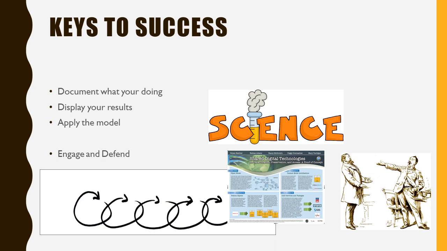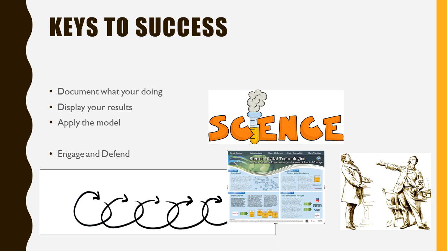So what are some of the keys to success? The first thing you want to do is document what you're doing. You should sketch out some outline for how you plan to proceed with what you're trying to do. You want to display your results, see what it looks like, see if it's doing what you think it's doing, if it's giving you the information that you need, and then apply the model.